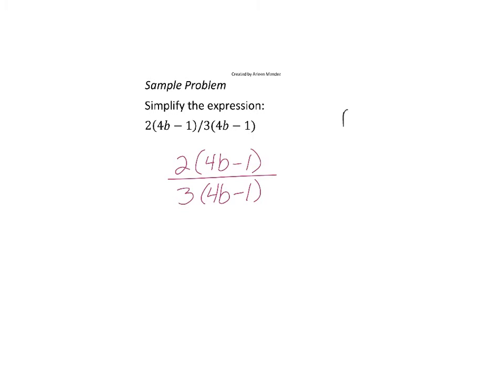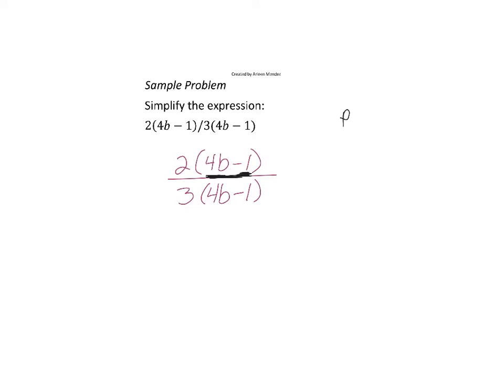The P in PEMDAS tells us to work with parentheses first. Within these parentheses, you cannot simplify this any further. These are not like terms, so you cannot subtract them. You can subtract them, but that's how they'll stay. It'll be like this minus this. You can't combine them into one term. If this one had a b, then definitely you could. Or if this 4b didn't have the b and it was just 4 minus 1, then you could. But they're not like terms, so for now, parentheses are okay.